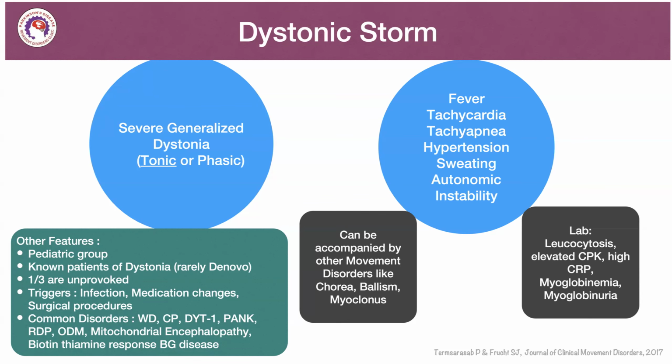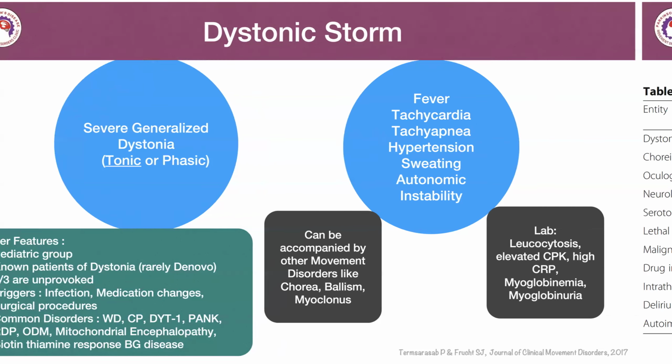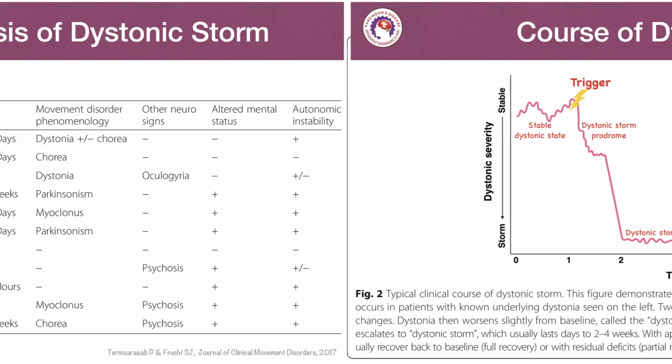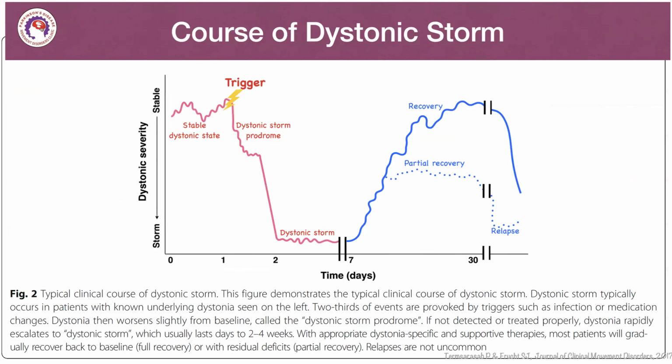So when you have this suspicion and see this pattern, you know what has to be considered. Dystonic storm has to be differentiated from, or can be confused with, other storms such as choreic storms and oculogyric storms. These different types of storms are nicely described by Termsarasab in 2017, along with the differential diagnosis of dystonic storm, which you can go through in the article. So what is the course?